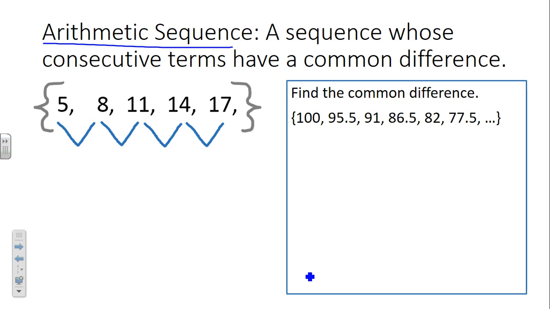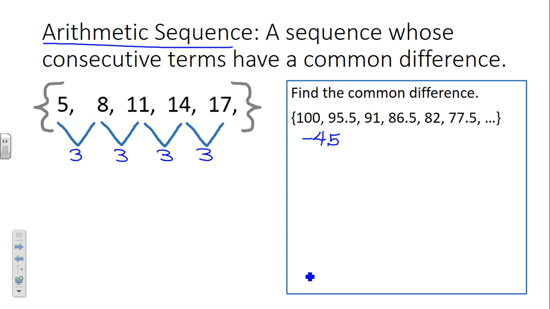In other words, we're adding the same thing each time. That's the reason for the name arithmetic. So we notice that there's 3 as a common difference in that particular sequence. What's the common difference in the second one? 4.5, positive 4.5, negative 4.5. Okay?